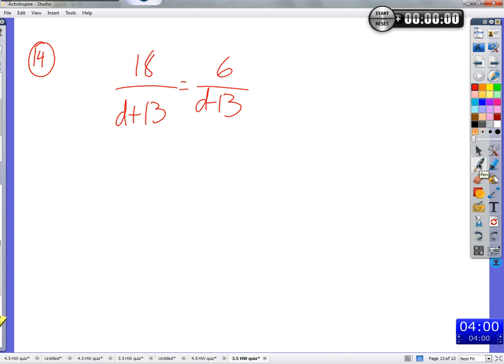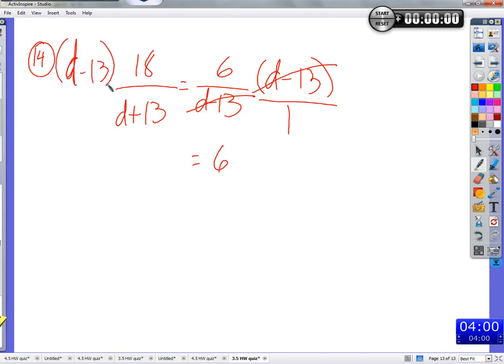Again, we have denominators that we don't want. We don't want a denominator of d plus 13 or a denominator of d minus 13. We don't know how to deal with those. Ideas. Lily? Multiply by d minus 13? Yeah. Okay, if we multiply by d minus 13, then d minus 13 divided by d minus 13 is 1. 6 times 1 divided by 1 is 6. Multiply by d minus 13 on this side. We get 18 times d minus 13 over d plus 13.